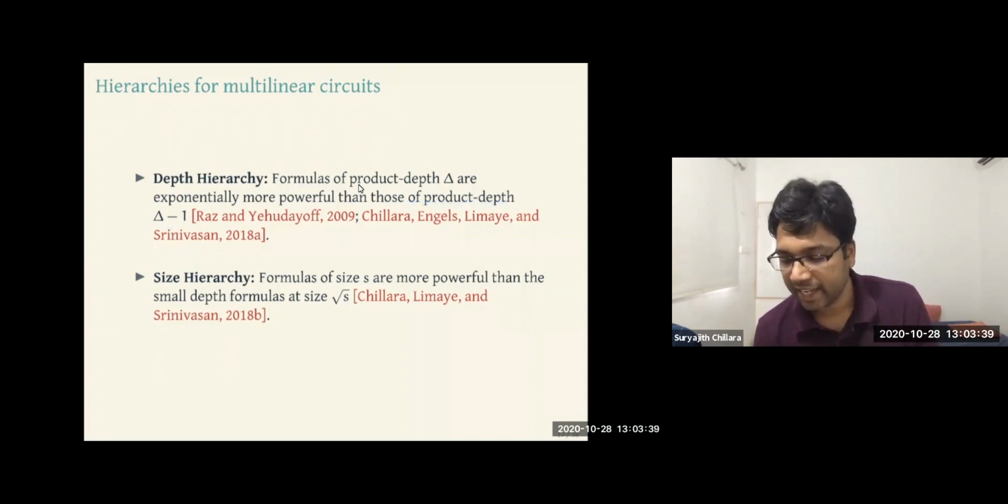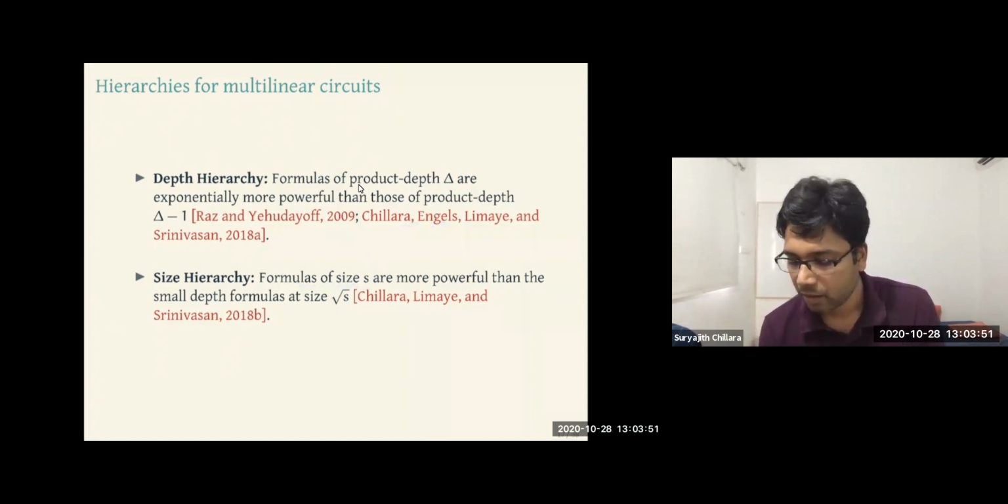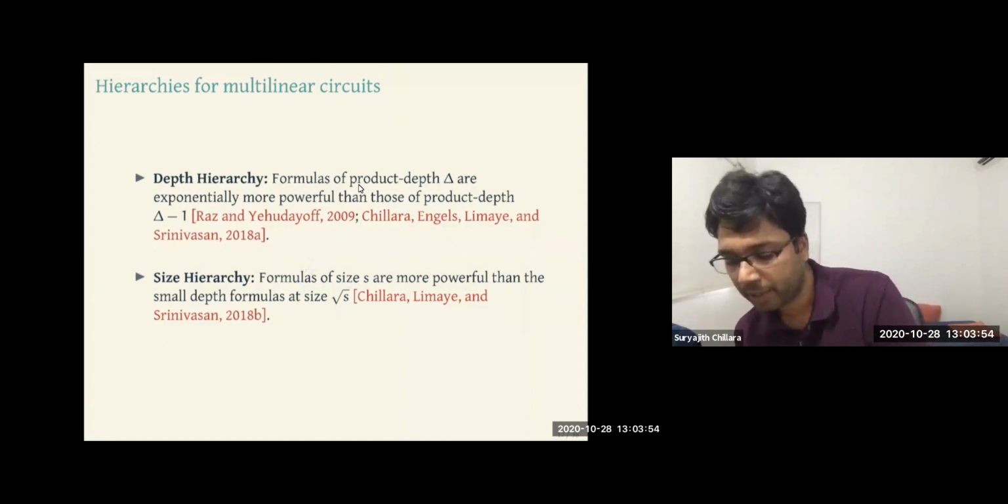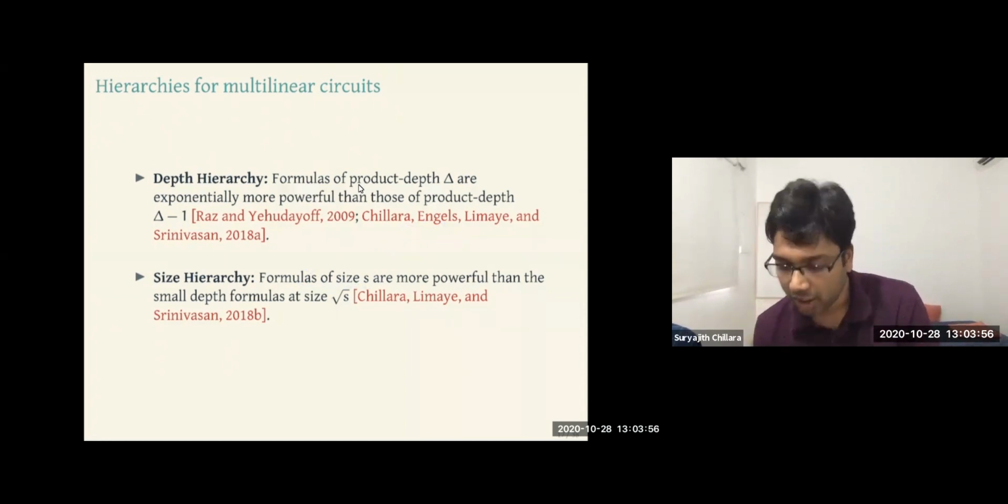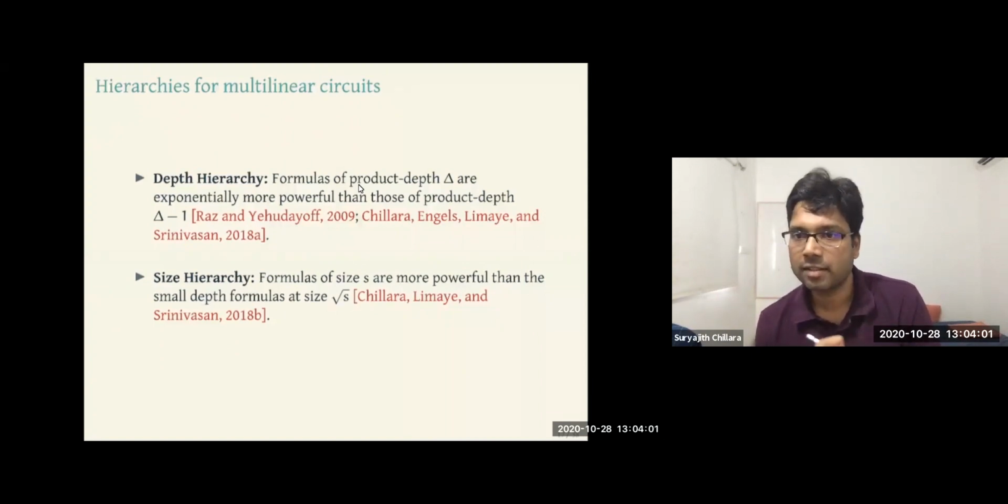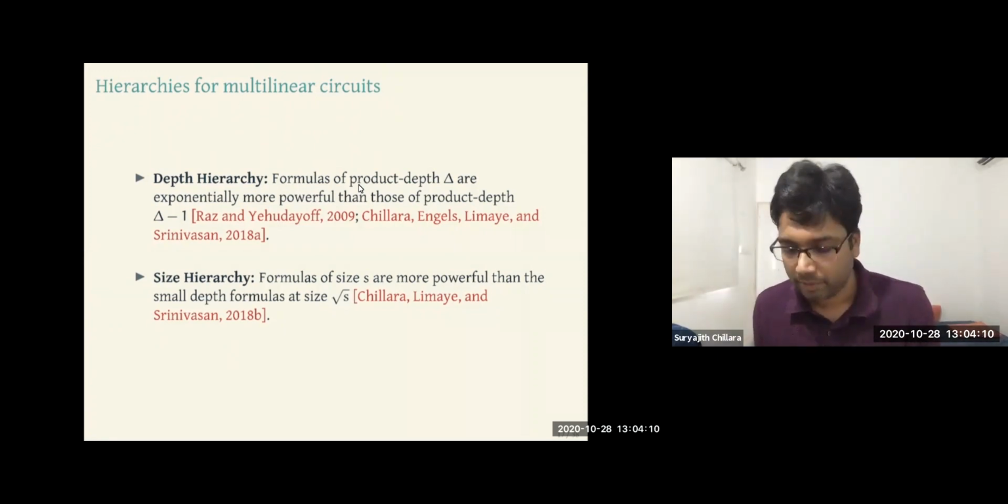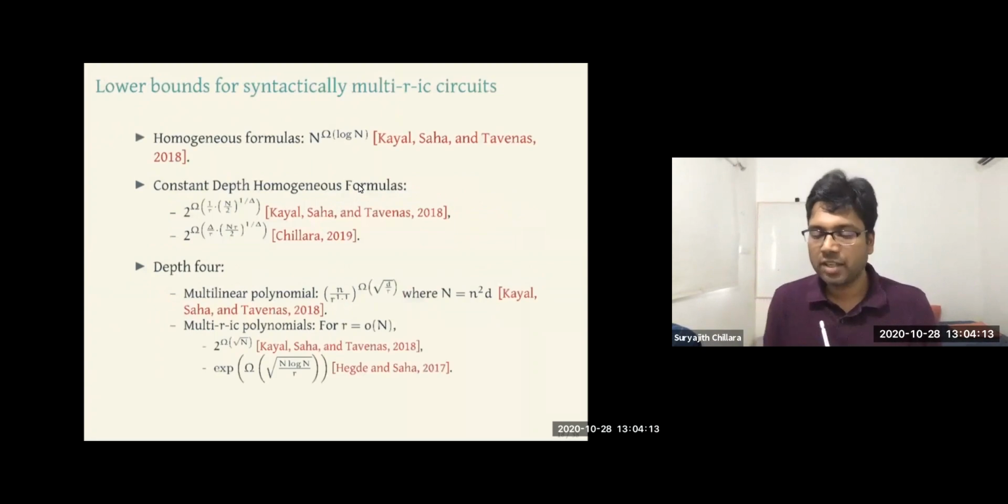Similarly, there is a hierarchy in size. There are polynomials that can be computed by formulas of size S. So let's set S to be n to the power of order 1. There exist explicit polynomials that can be computed by formulas of size S, but not by formulas of size root S and small depth. So we understand a lot of things for multilinear formulas and circuits. However, the general multilinear lower bounds are still quadratic. So now, what happens when R is greater than 1?